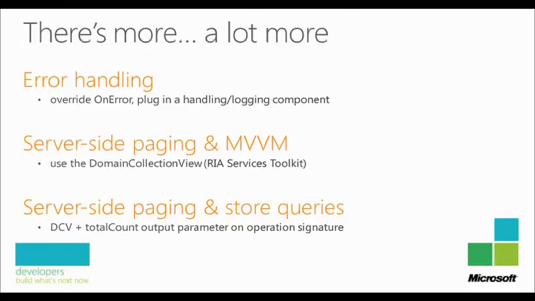If you want to use server-side paging together with MVVM, it's possible as well. That's actually a requirement for most apps, but it's not that easy to get working out of the box. For that, the RIA Services Toolkit contains a DomainCollectionView. It's really a very powerful collection type. So if you're looking for server-side paging, ensure you do that. Server-side paging and stored queries, like stored procedures, for example, is even a bit more difficult. But for that, you can also use the DomainCollectionView, including an extra output parameter on your operation signature, which is in the code I will provide to you.